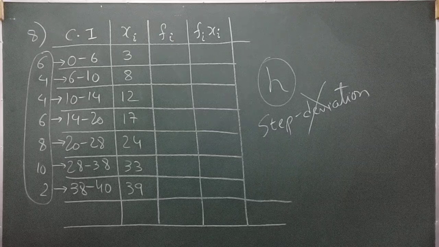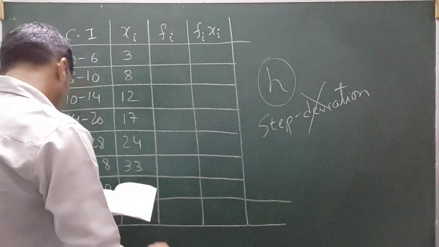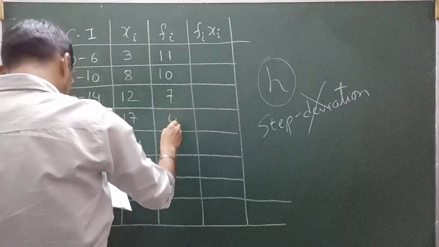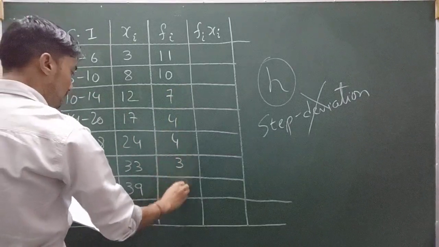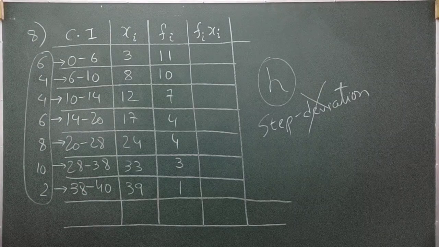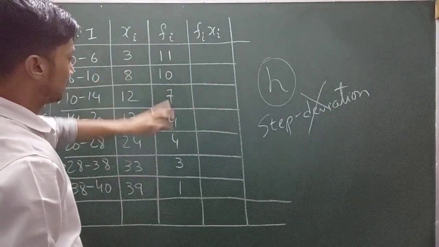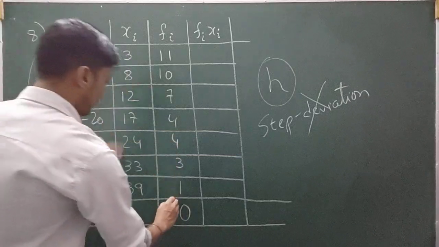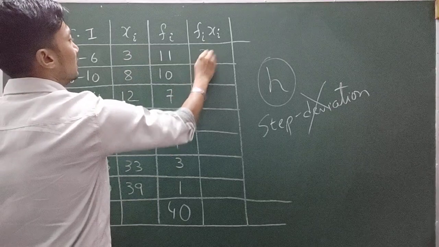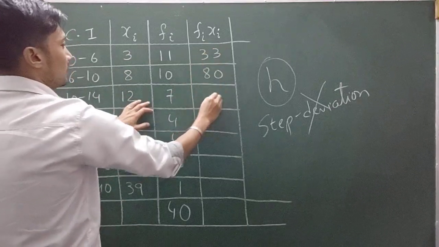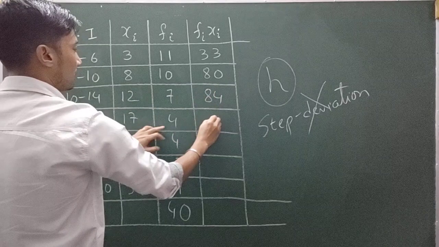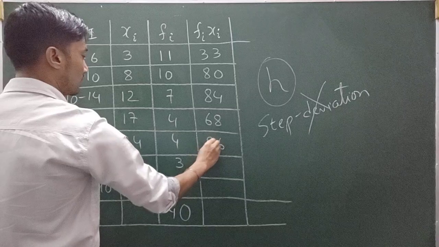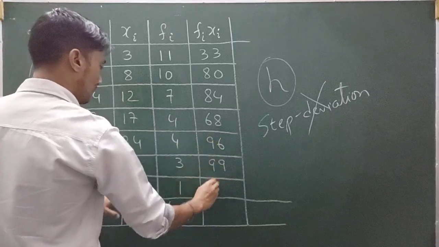Done. Now the frequency is given. Frequency, of course, is very small: 11, 10, 7, 4, 4, 3, 1. Total 40 students. Exactly. Now find out f into x. 11 into 3 is 33. 10 into 8 is 80. 7 twelves are 84. 4 seventeens are 68. 4 twenty-fours are 96. 3 thirty-threes are 99. 1 thirty-nine is 39.